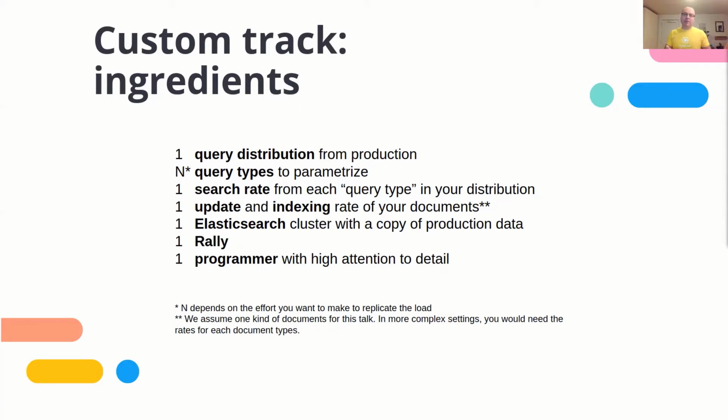A query type you can see as a query template. It's like if you have a query and you remove the parameters, what you end up with is your type of query. You need also the search rate for each query type in your distribution. You need to know also your update and indexing rate of your documents. You need one Elasticsearch cluster with a copy of production data, Rally, and one programmer with high attention to detail.